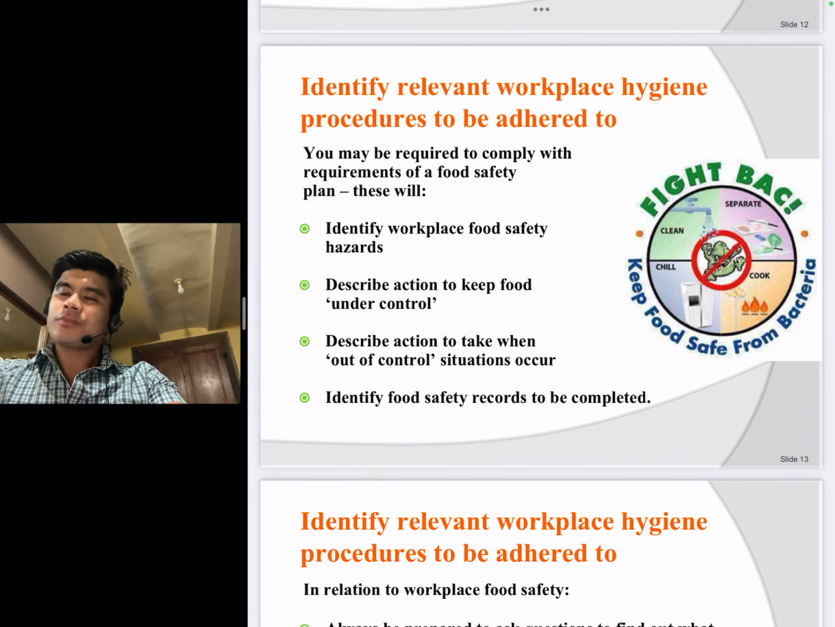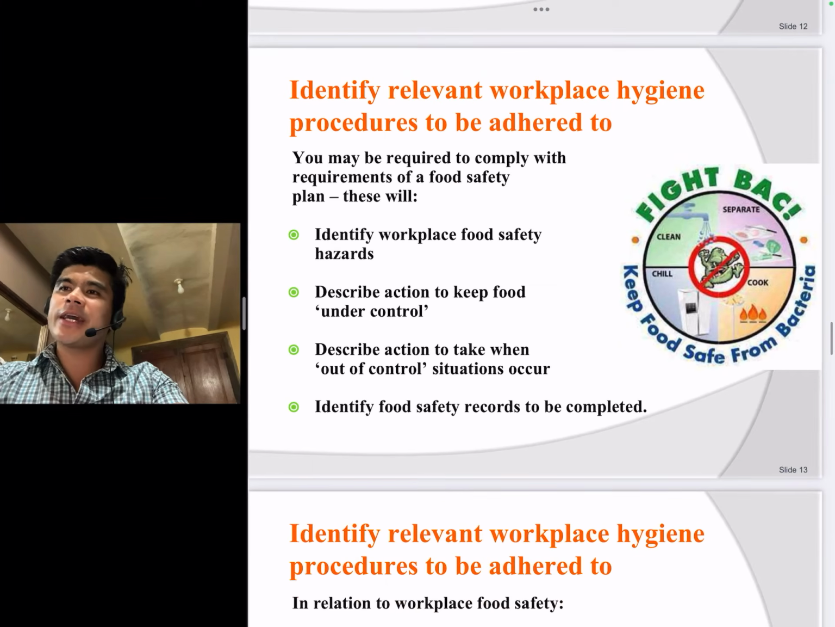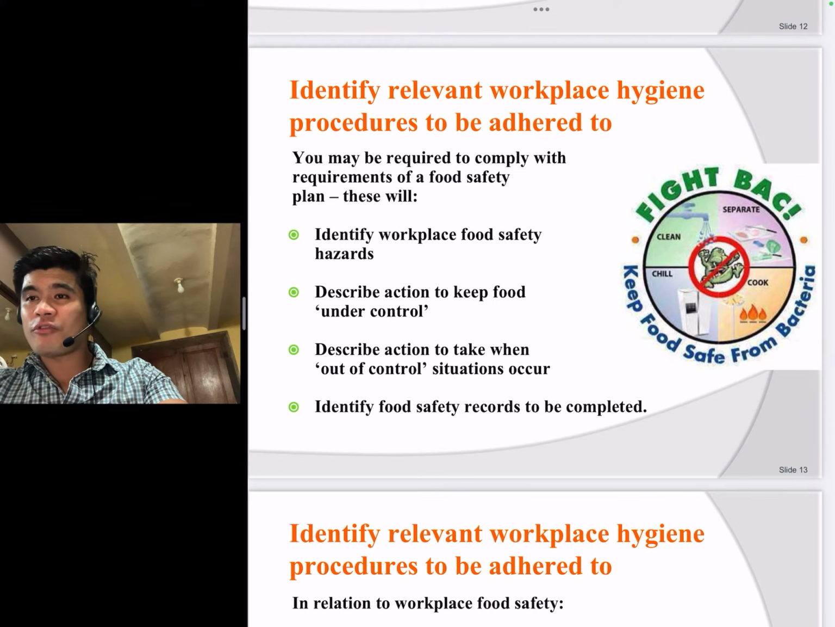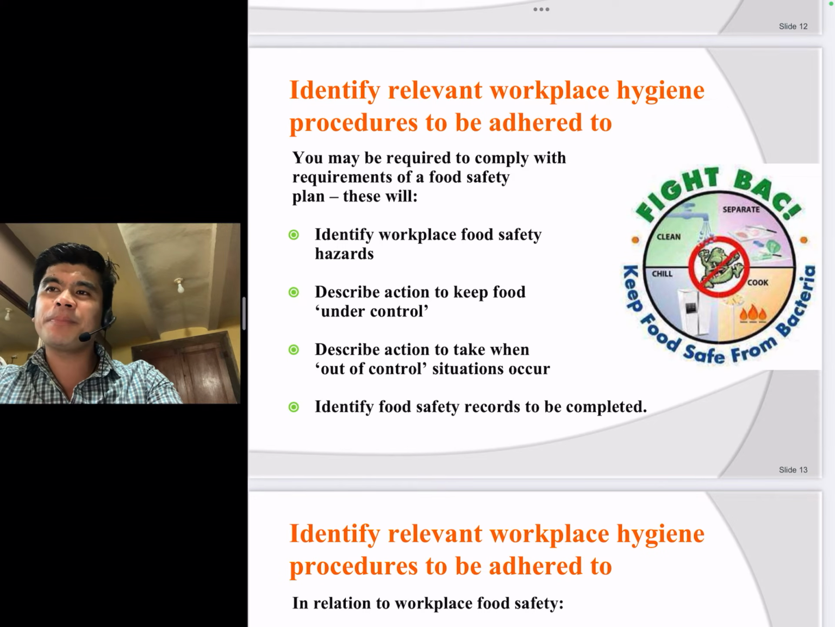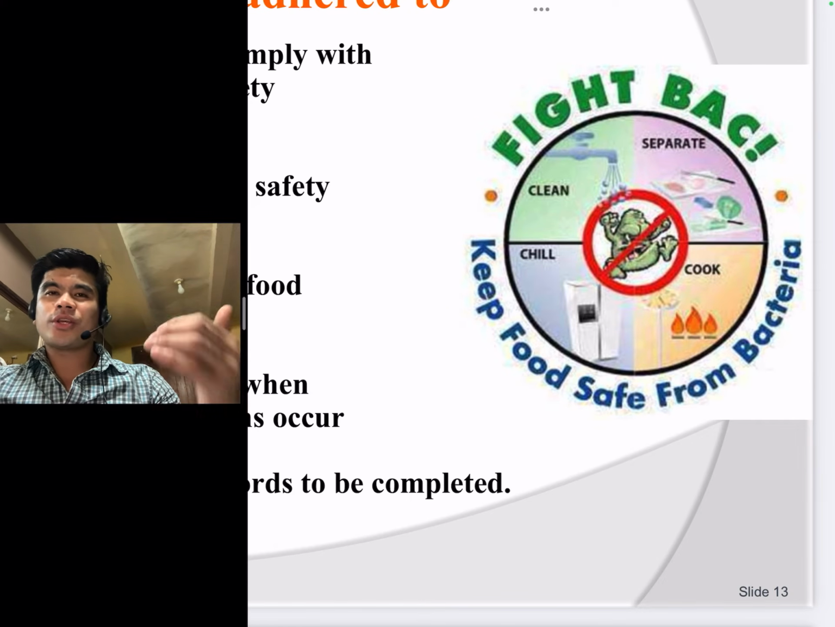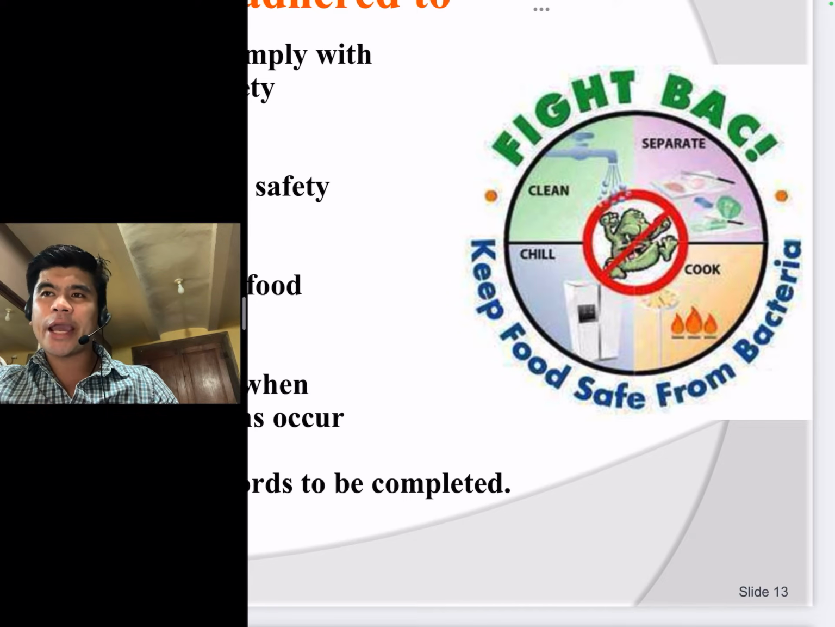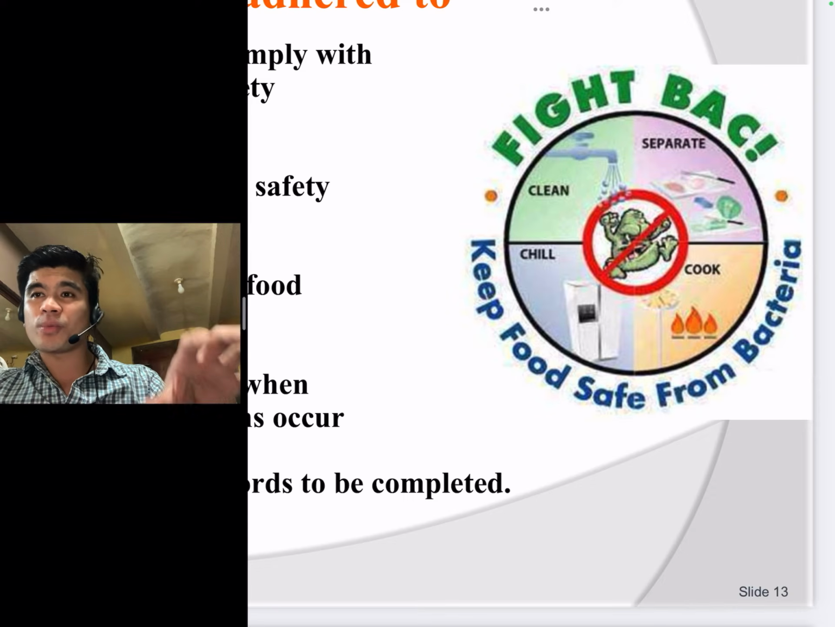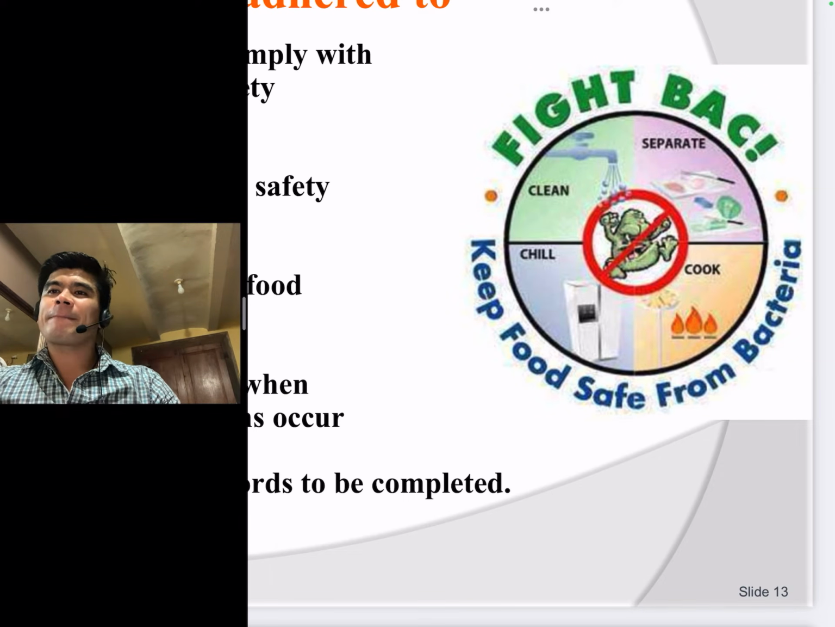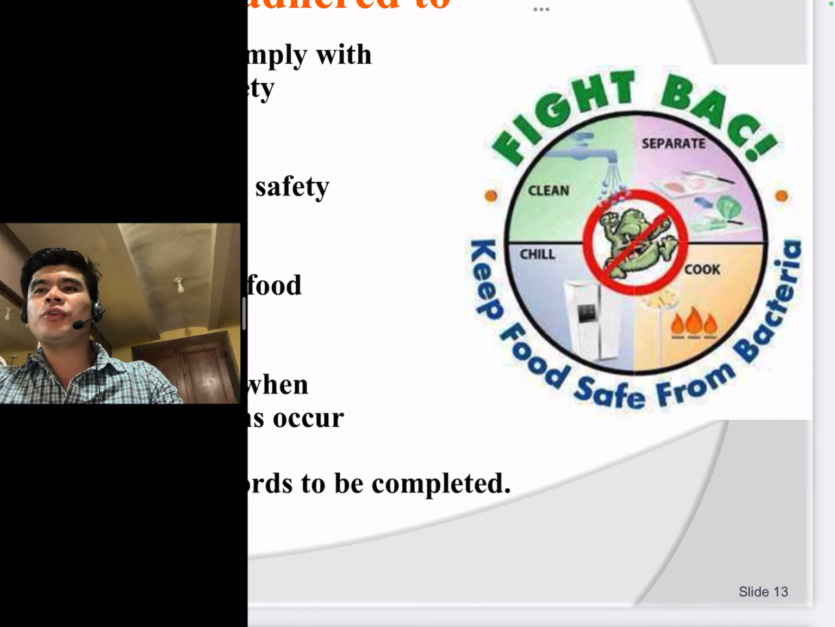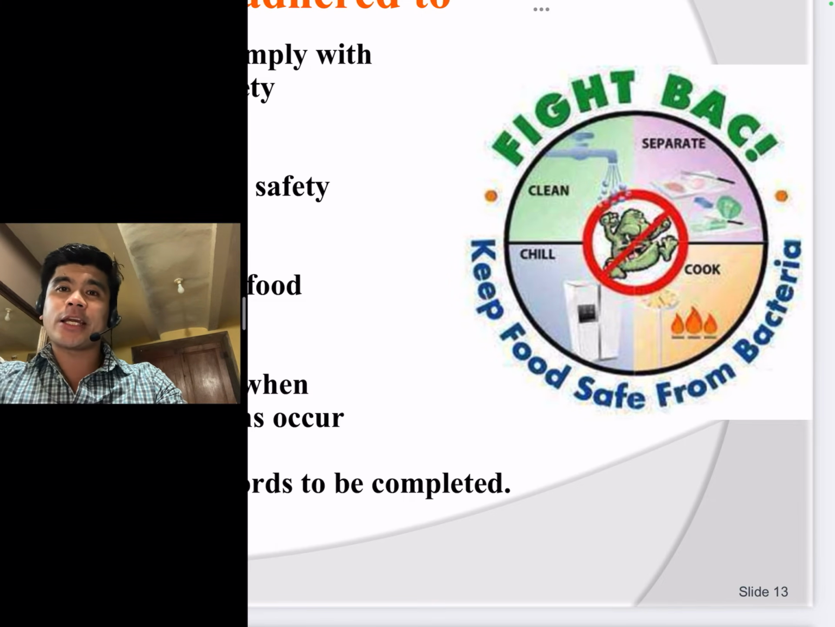So you can see here, it says fight bacteria cycle, which normally starts by simply separating cooked and uncooked food. There's no way you're going to mix that, because that is the time that the bacteria will multiply. And of course, cooking food, there's a proper way of doing it, which we'll discuss later on. Chilling food and cleaning the food.